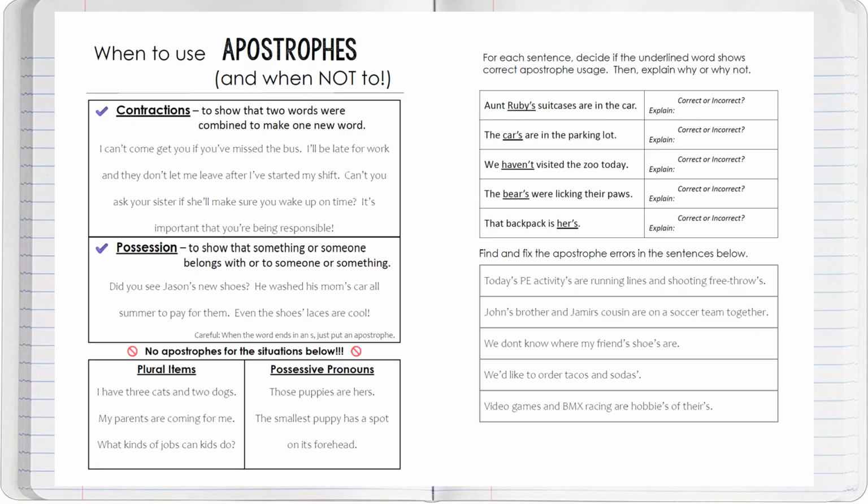So here's the page we're going to be working with, when to use apostrophes and when not to. And I'm going to be zooming into different sections so it's easier to read what you're going to be adding to your notes. So there are two main times when we need to use apostrophes. We use them for contractions and we use them for possession. So we're going to start off here where we have contractions by zooming in on the next slide.